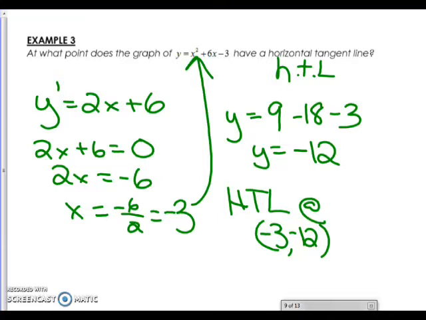All right. So, one example. I don't know what this is, but you better figure that out.